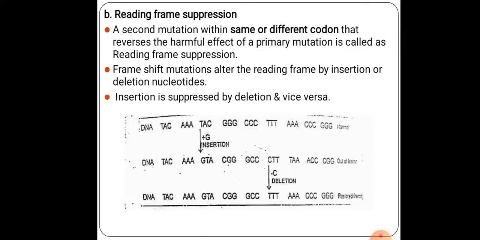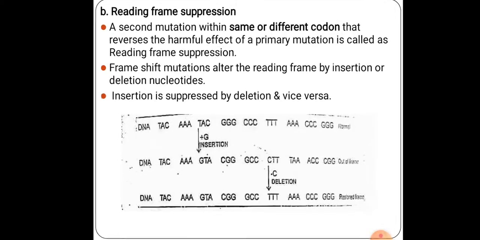Thus, frame shift mutations alter the reading frame by insertion or deletion of nucleotides. In reading frame separation, what happens is either insertion of a single nucleotide or deletion of a single nucleotide, and then it restores its function. Insertion is suppressed by deletion and vice versa. We will see with the example.